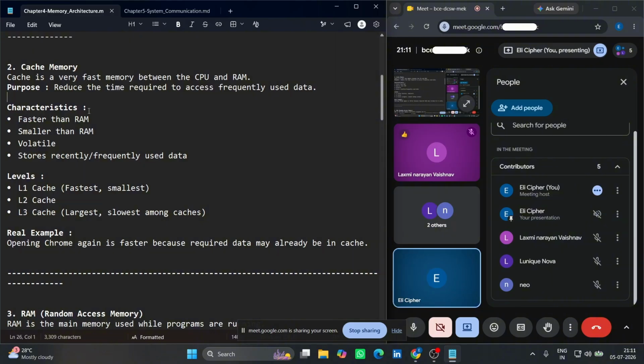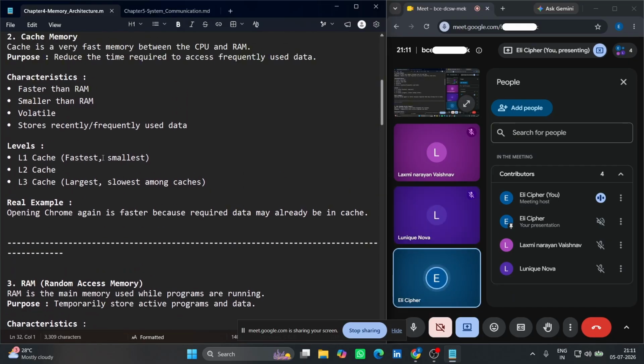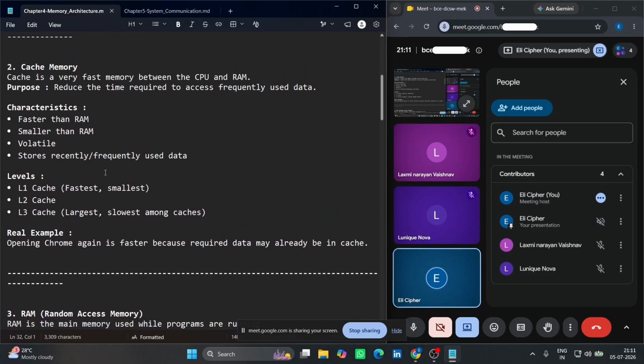Okay. Now, some key characteristics: it is faster than RAM and smaller than RAM. It is also volatile in nature, meaning it doesn't store information for a long time, and it only stores recently or frequently used data, right? That is the reason why it is known as volatile. Now there are three types of cache available for us: L1, L2, and L3, right?